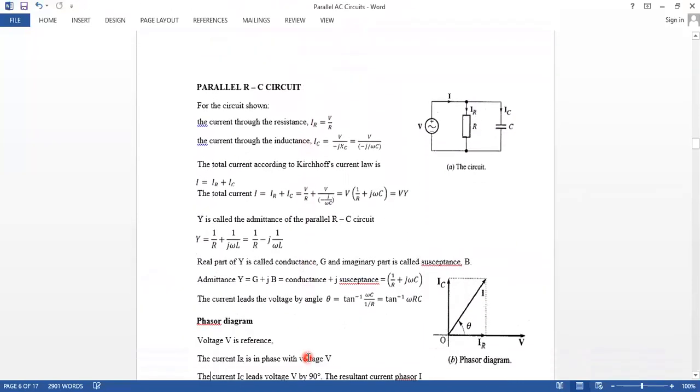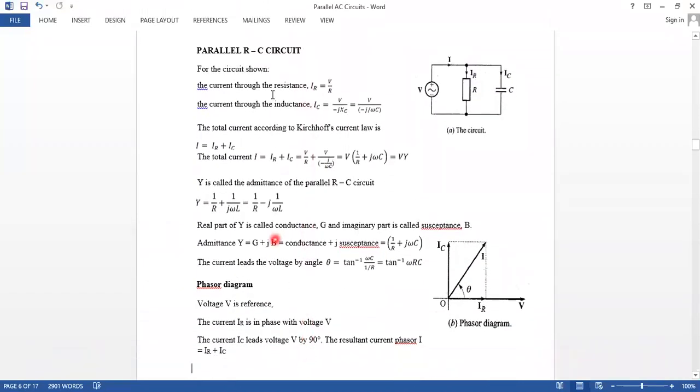So coming to the RC circuit, that is the parallel RC circuit. Here the resistance R is connected in parallel with C across an AC voltage source V. Okay. So let IR be the current flowing through R and let IC be the current flowing through C. So I is the sum of IR plus IC, according to Kirchhoff's current law.